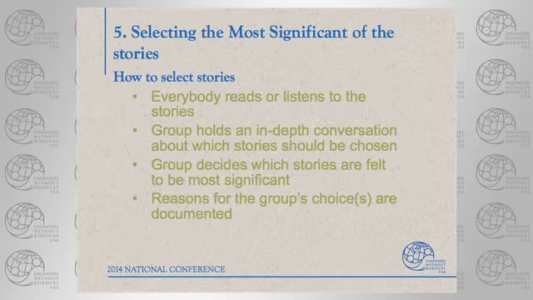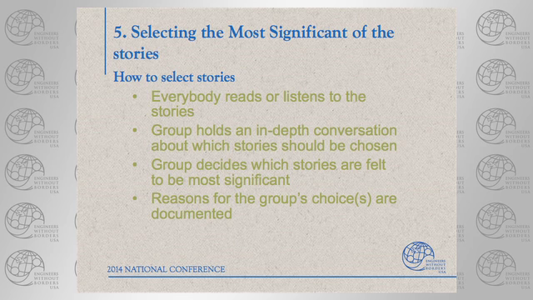Generally, the idea is to have an in-depth conversation with the group that's picking the stories and have them discuss why they think one is more significant than the other and get a group consensus. And then you want to document, and this last one is actually important, why the group is picking that. Understanding the reason why they pick it helps you better understand what's important to that community that you might not have heard otherwise.